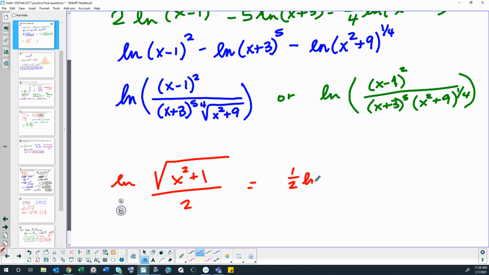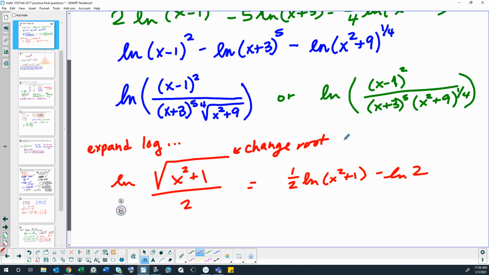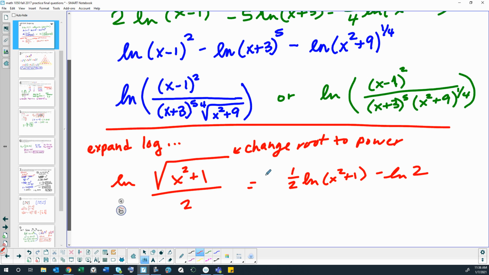So it would be 1/2 natural log of (x squared plus 1) minus natural log 2, because you can't really take a square root and put it in front as a coefficient. So just keep that in mind. Even though they didn't change the 1/4 to a root, make sure you always change a root to a power so that it can be a coefficient. Does that make sense? So this was just a problem I made up. This would be if we were expanding the logarithm. So we want to change our root to a power. This has nothing to do with the other problem other than it's the opposite process. Right?